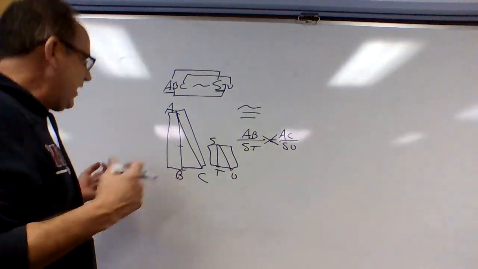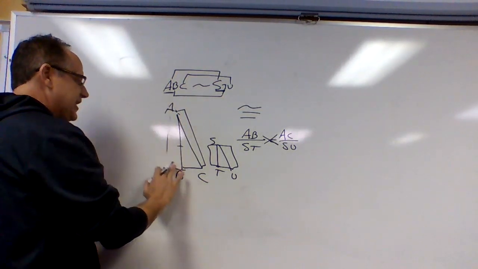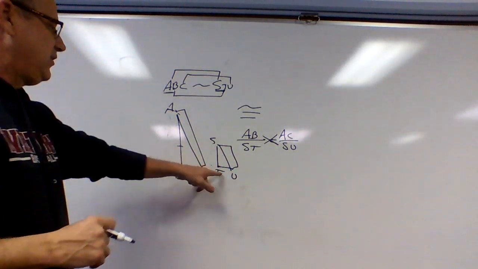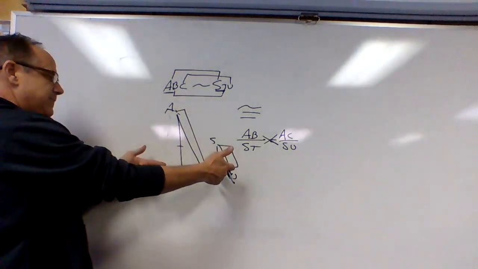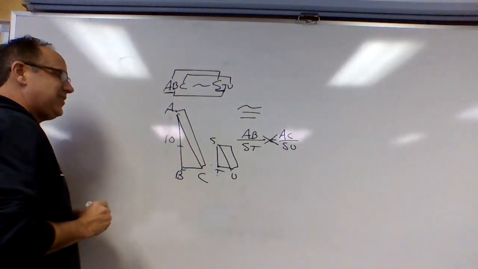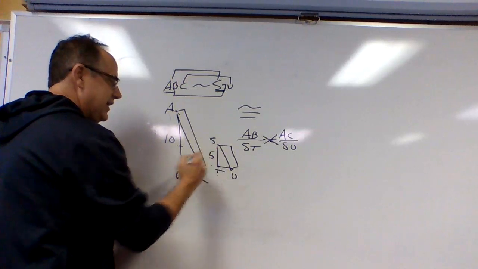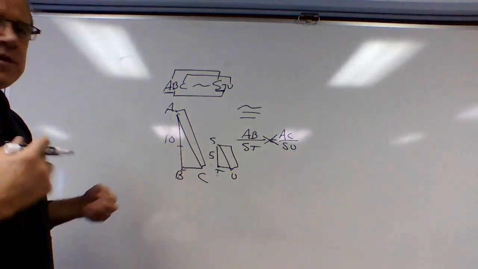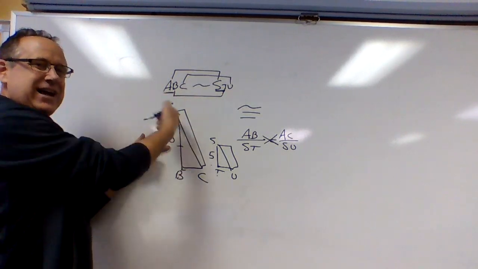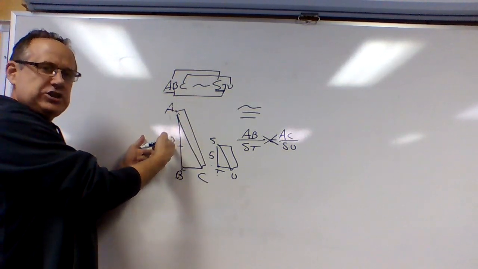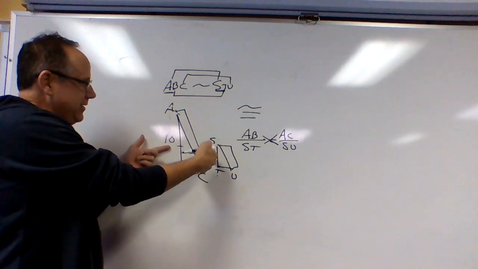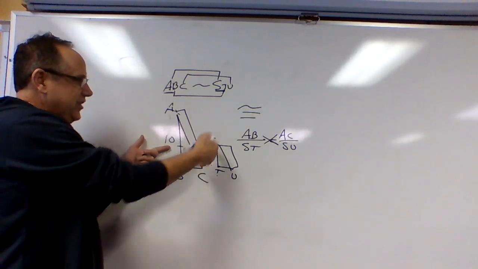We have a scale factor. Let's use our same triangles here. We know that ST is going to be corresponding with AB. If AB is 10 and ST is 5, we see that each side of that triangle is going to be proportional to this side. So the ratio of 10 to 5 is going to be the same as AC over SU.